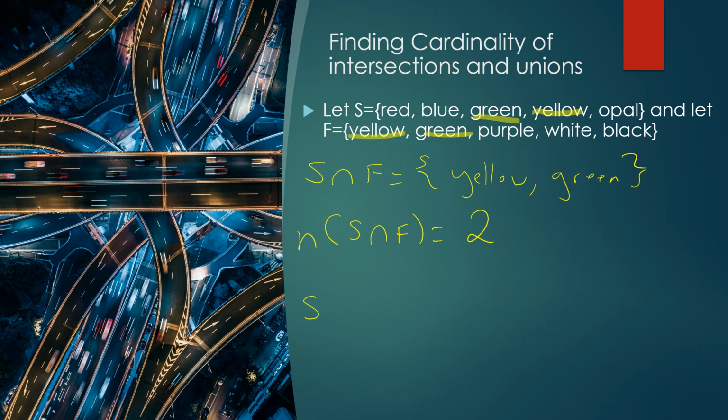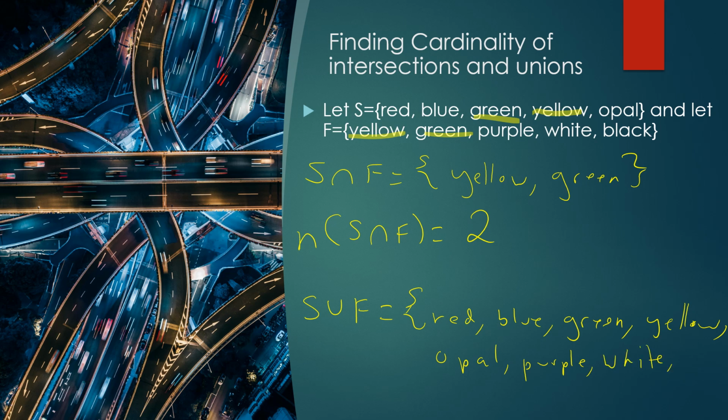Let's look at the union now. Remember that this is all the elements. So I'm going to take all the elements in S and all the elements in F. If there is some repetition, I only need to write the element once. Remember that the order does not matter when it comes to set writing. So we have red, blue, green, yellow, opal, purple, white, and black.